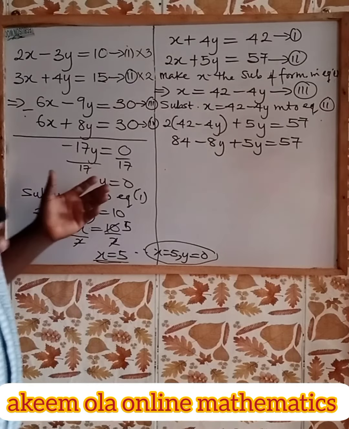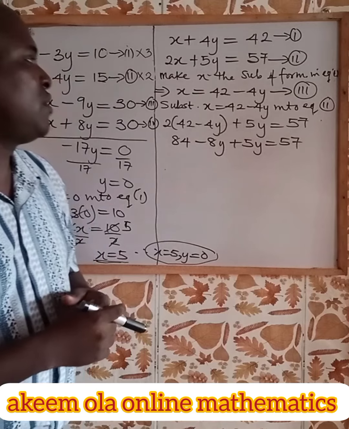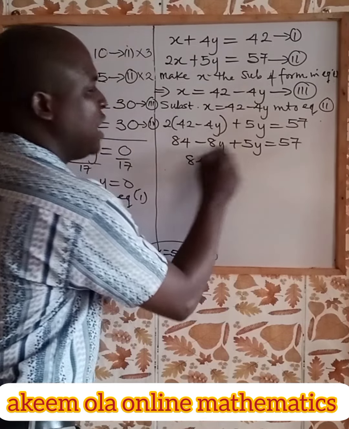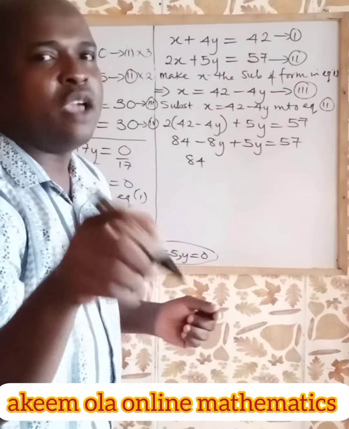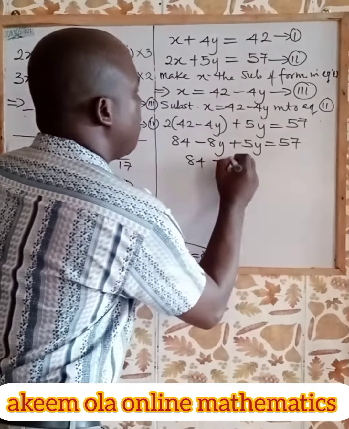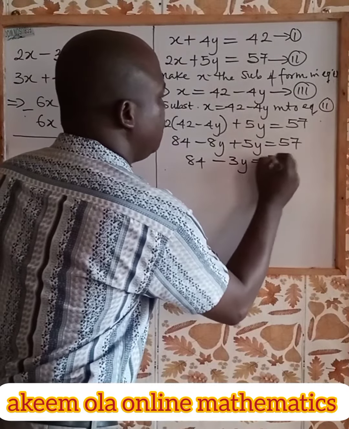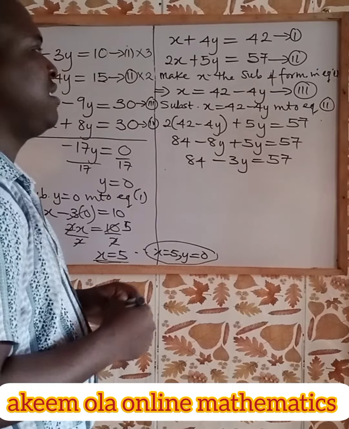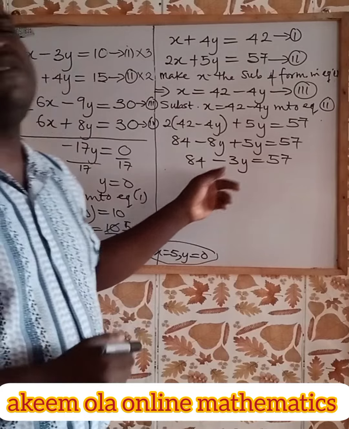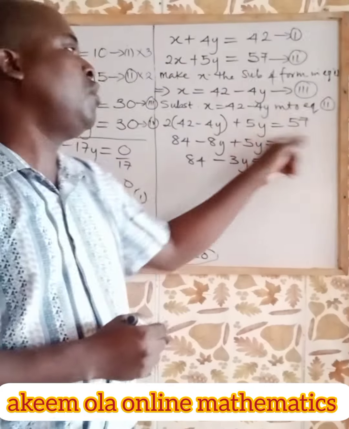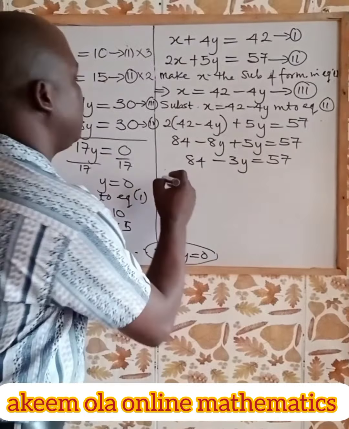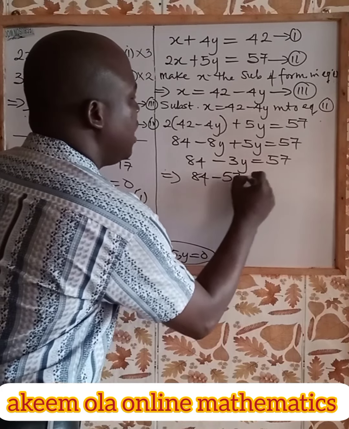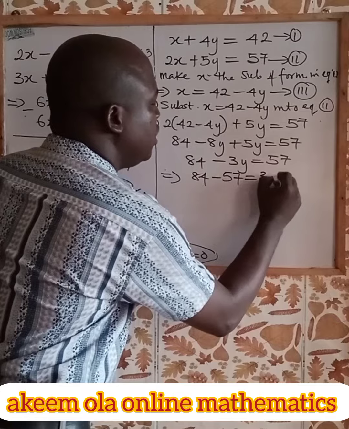Then we can now collect like terms. If we collect like terms, we still have 84, and minus 8y plus 5y will give us minus 3y. Minus 3y is equal to 57. That means I can now collect like terms. I need a positive value for y. So 3y will move to the other side. So I'm going to have 84 minus 57 is now equal to 3y.